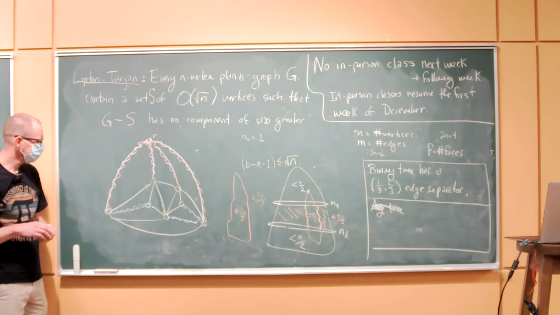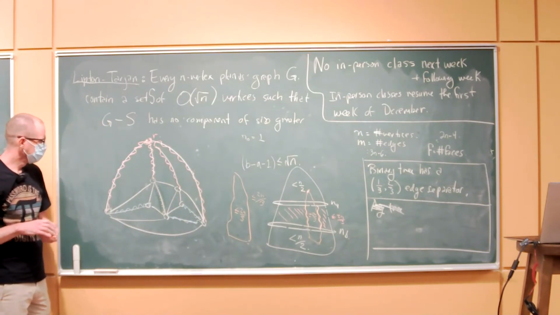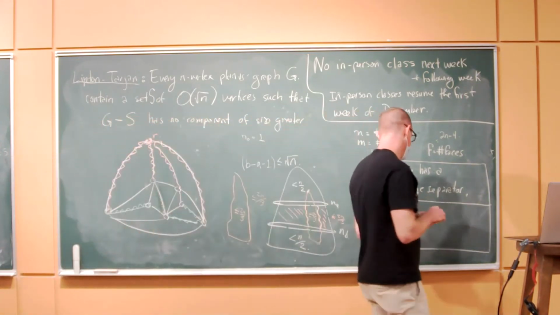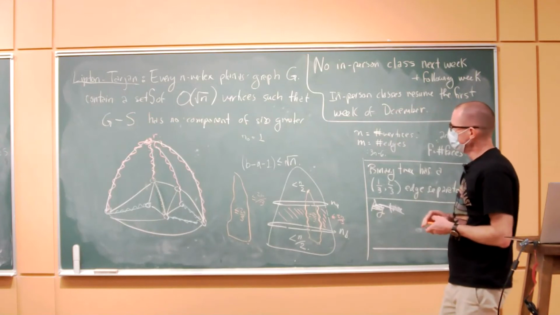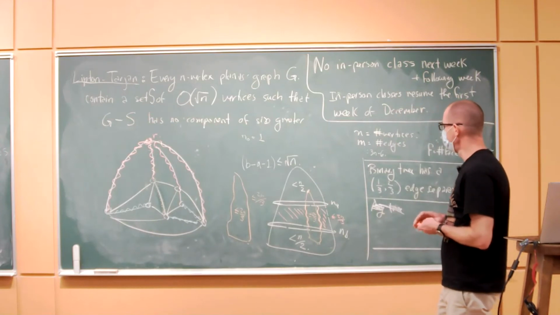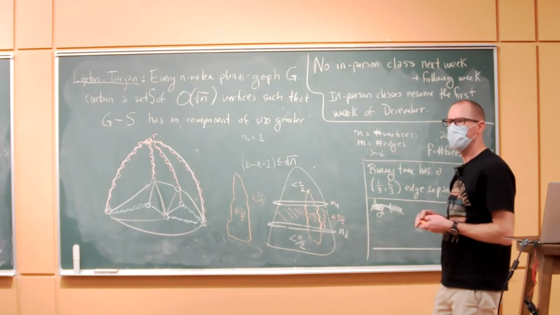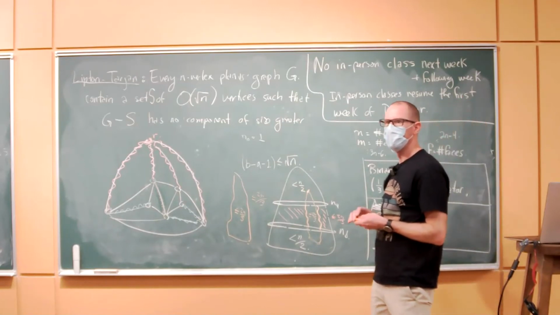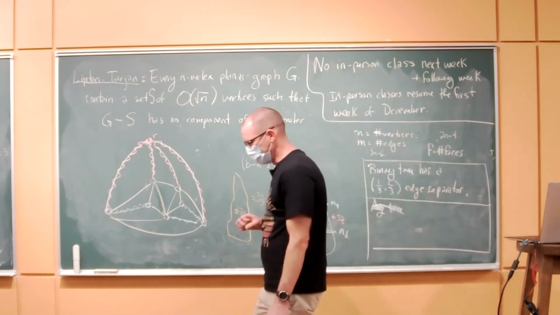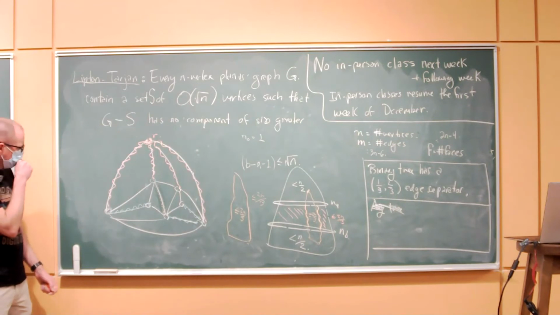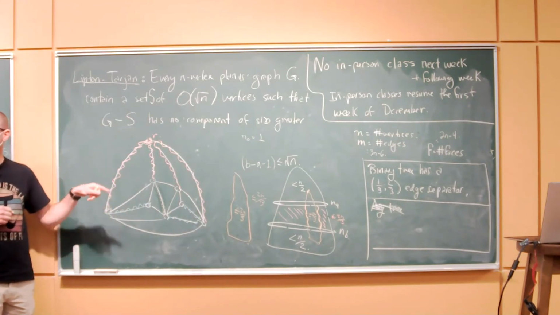Well, how am I going to find such a cycle? 2n over 3, that sounds familiar. Have we seen that somewhere 20 minutes ago? Yeah. In what context? Edge separators of binary trees. Are there any binary trees in this picture?